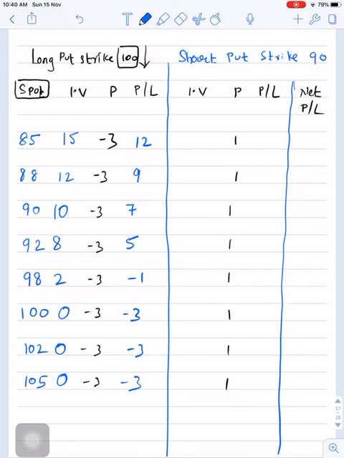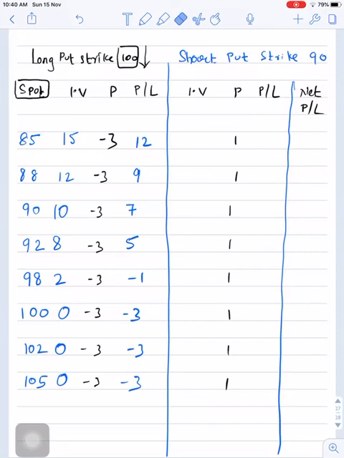As a buyer of put option, you can see we are not losing more than premium. So whenever option is at the money or out of the money, option buyer will lose only premium paid. So here in all three cases you can see the loss is only premium paid.